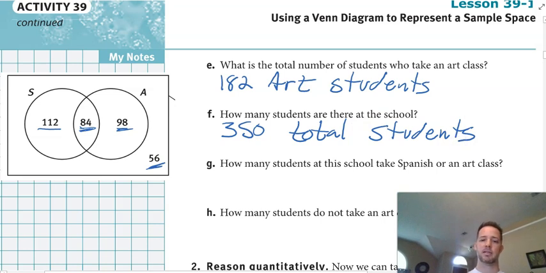How many students at the school take Spanish or an art class? So, or, remember, we include any other groups of students that fit that criteria. So how many students take Spanish would be this group here, that 196 that we got earlier. And what else are we looking for? Or an art class. So or an art, are there any other students that are taking art? We haven't already counted the 98 students here. So if we add all of those up, we do get 294.